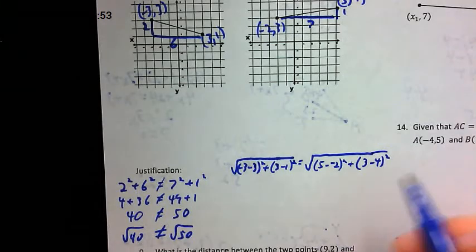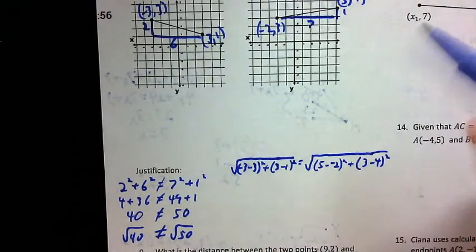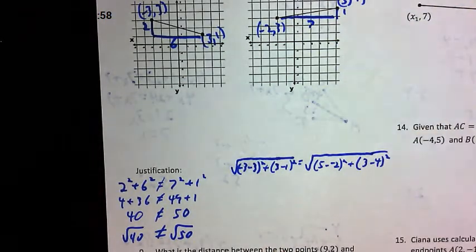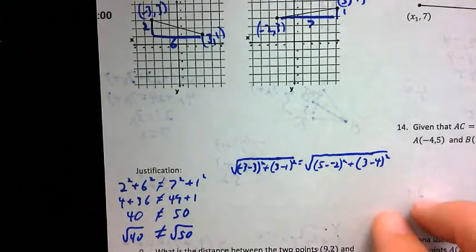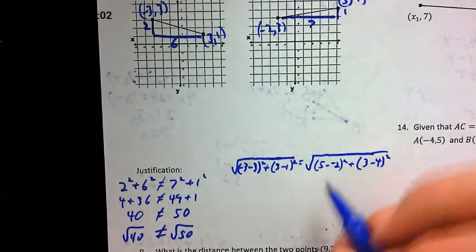Now, or really, I guess if I used 5 first, I should have used 4 first. Doesn't really matter, the order there. It's going to come out positive anyway.